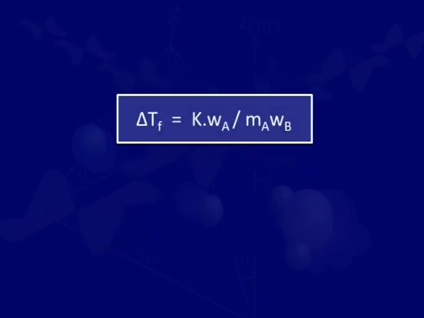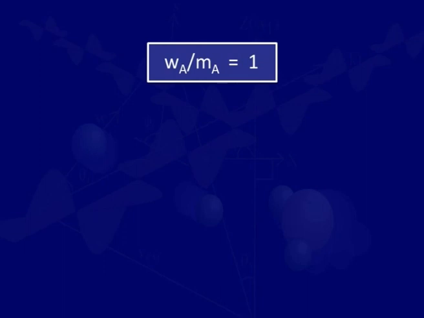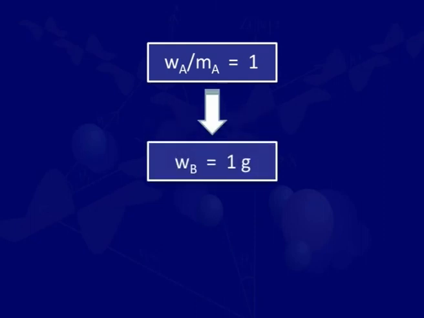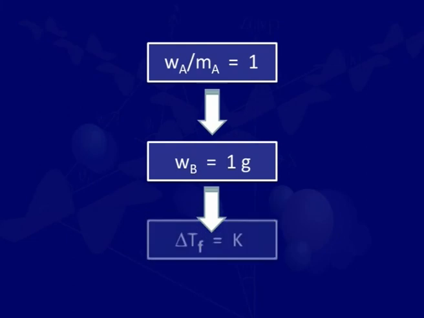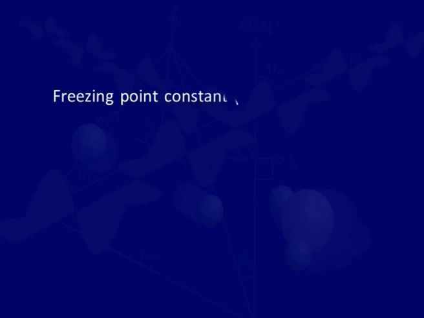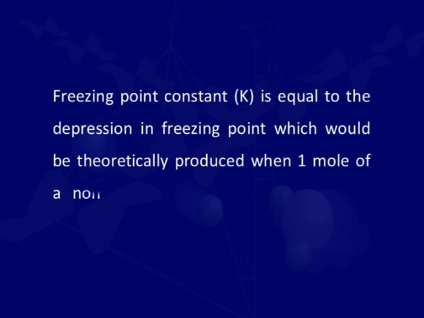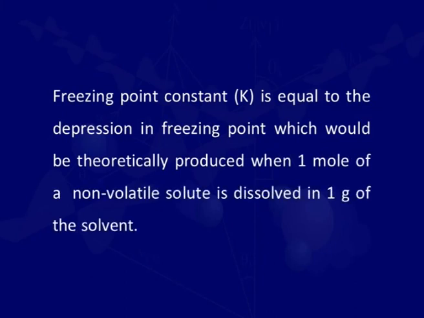Putting a constant k, we get the expression delta Tf is equal to k into Wa upon Ma into Wb. Here k is called the depression constant. If we take 1 mole of solute, that is Wa upon Ma equal to 1, in 1 gram of solvent, which means Wb is equal to 1, delta Tf will be equal to k. Hence, k, the freezing point constant, can be defined as the depression in freezing point when 1 mole of the solute is dissolved in 1 gram of the solvent.